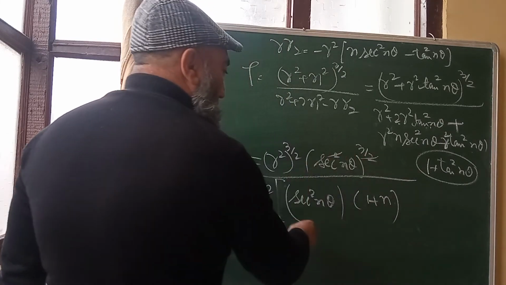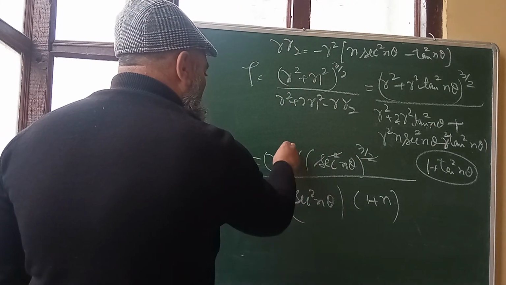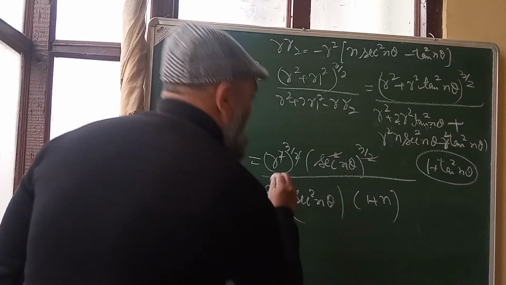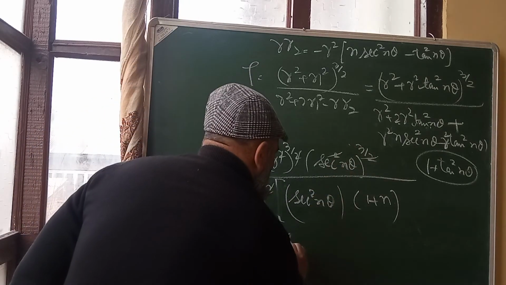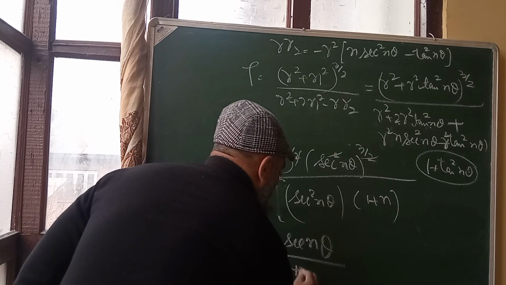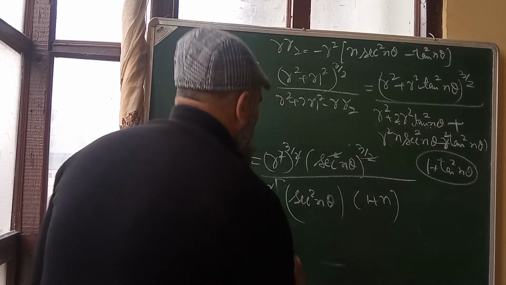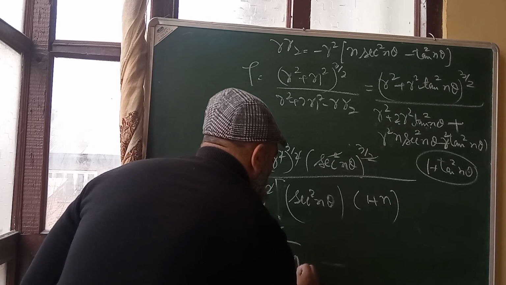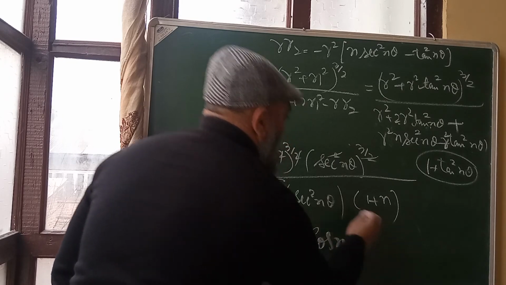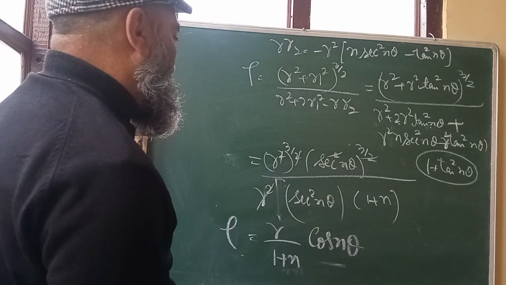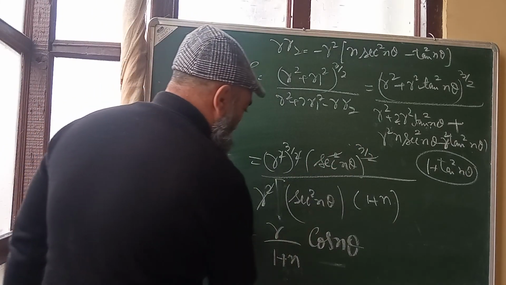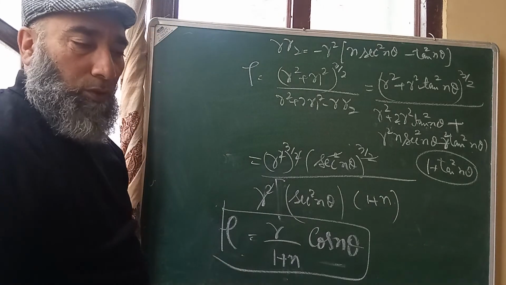Now this is sec cube. This is sec square. This is r cube. So this is r only. This is sec cube by sec square, so r by (1 plus n) sec n theta, which is cos. You see, this is only sec, which is cos. This is it. This is rho.